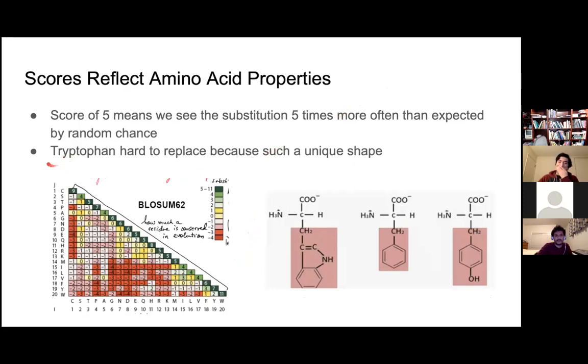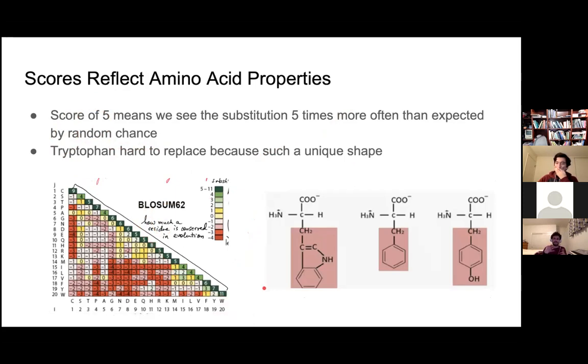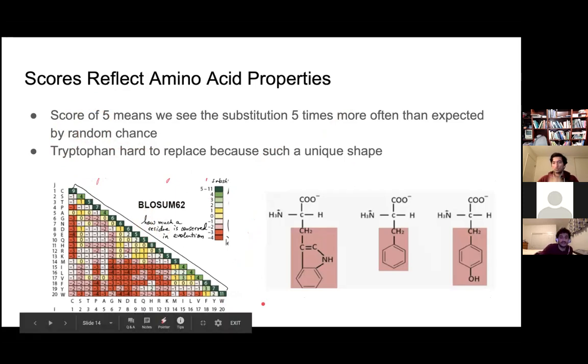So that's probably what you'll usually be asked on a test, but some other notes: again, what does the score mean? If it's 5, you'll see a substitution 5 times more often than expected by random chance. Remember, random chance is your denominator in this whole equation. But the scores do reflect the properties, the shapes, the polarities of the amino acid. We can best see that by looking at tryptophan. We can see its self-substitution score. So come here, W being replaced with another tryptophan, is 11. Very high. It's the highest score in this whole matrix.